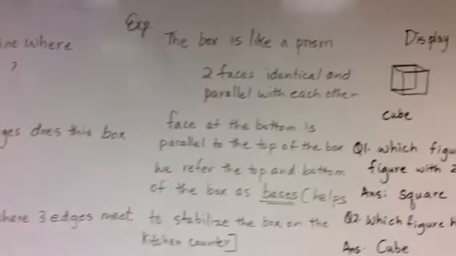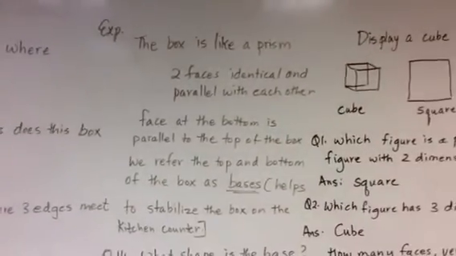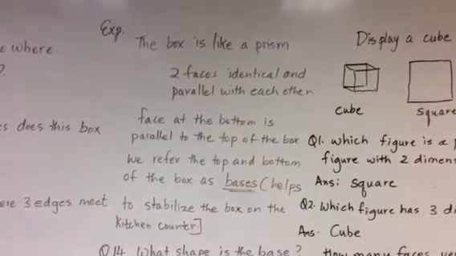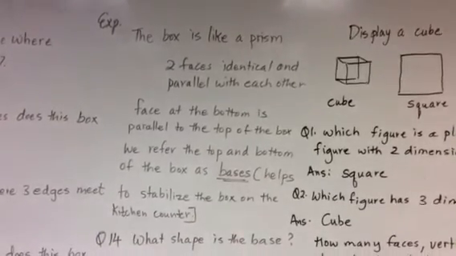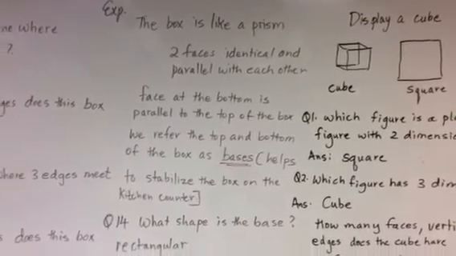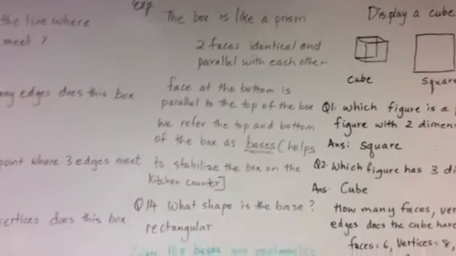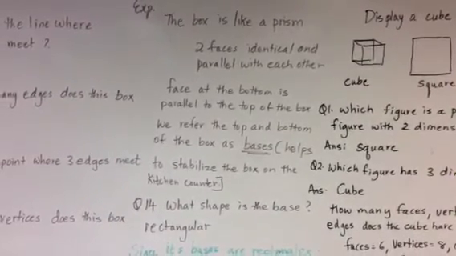A box is like a prism. Two faces are identical and parallel with each other. The face at the bottom is parallel to the top of the box. We refer to the top and bottom of a box as bases.